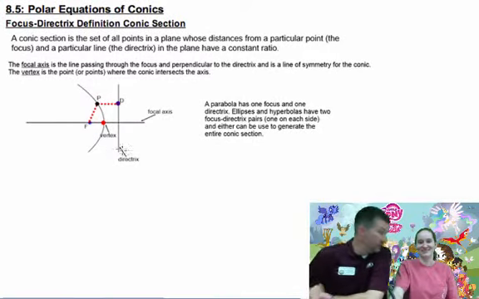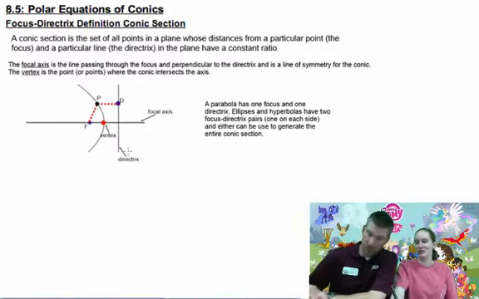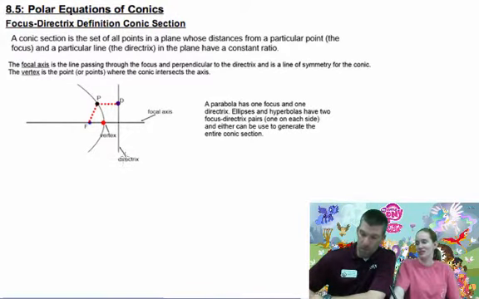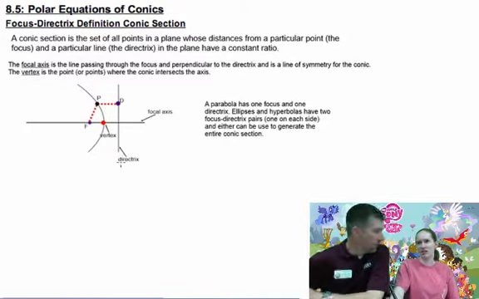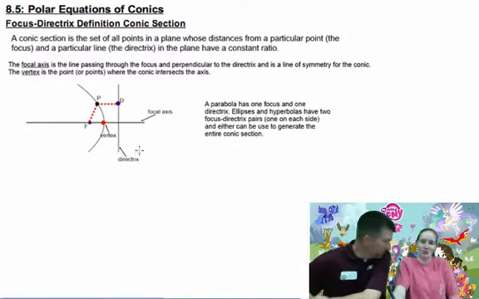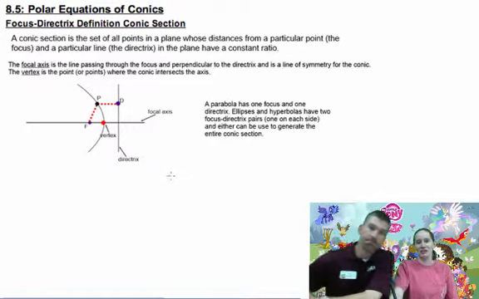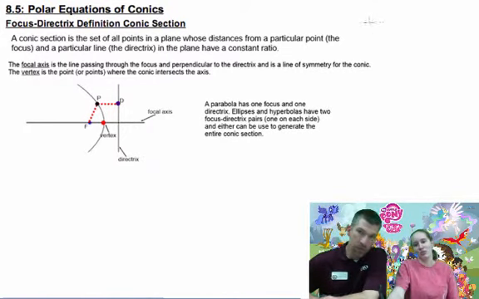Polar conic sections. So we've dealt with these different types of conic sections, and now we're going to talk about how they exist in polar form. Did you say "polary"? Polary. Okay.